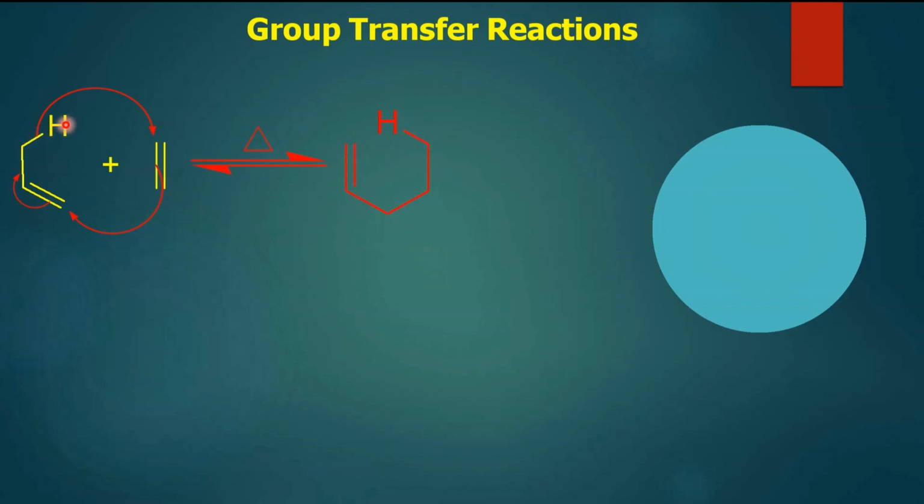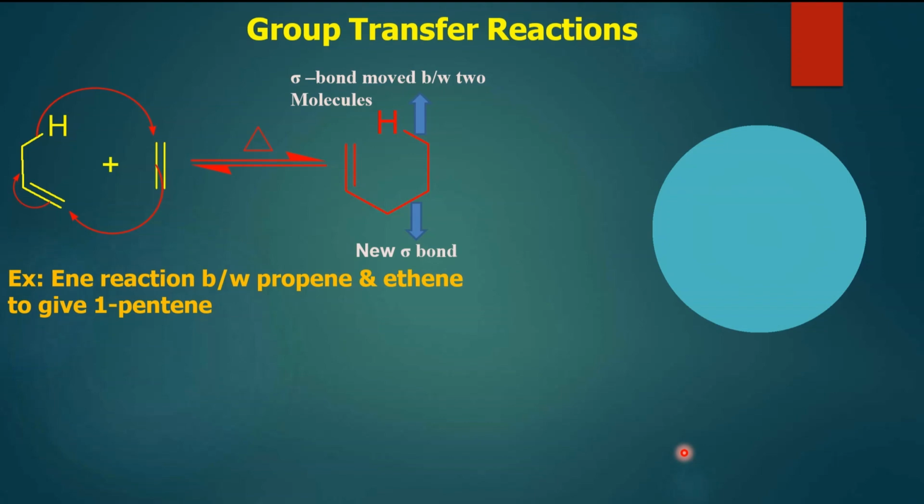It gives rise to a new molecule. The hydrogen in propene has shifted to the ethene, and the pi bond in the ethene has been converted to a sigma bond. Here a sigma bond shift has occurred, and at the same time a new sigma bond is formed at the expense of one pi bond. This is the sigma bond which has been shifted, and this is the new sigma bond which is formed, in the reaction between propene and ethene to give one pentene.